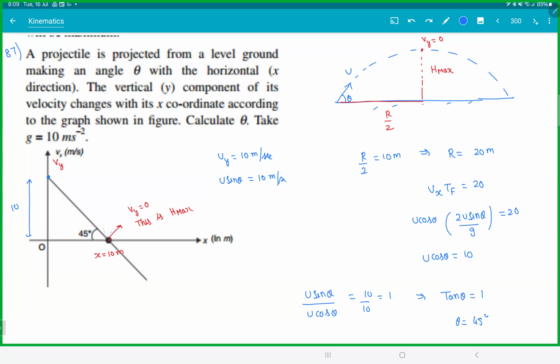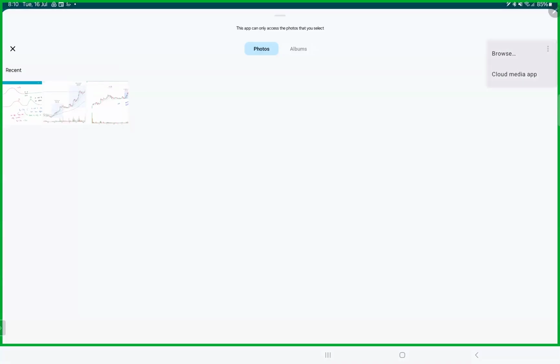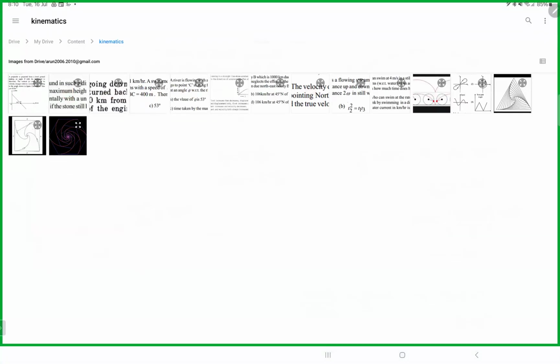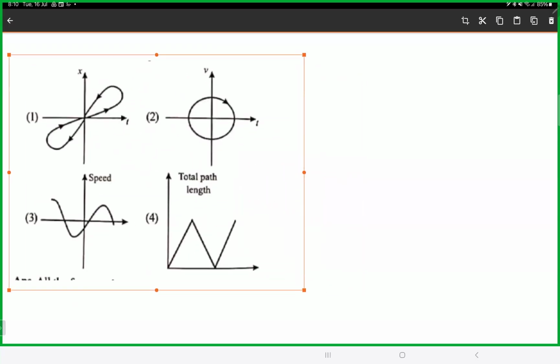Next one. Let's see one more. This is an easy one. Which of the following graphs are wrong?